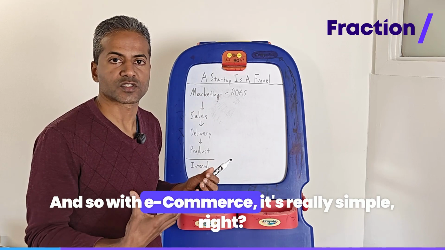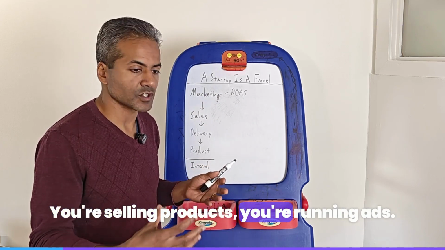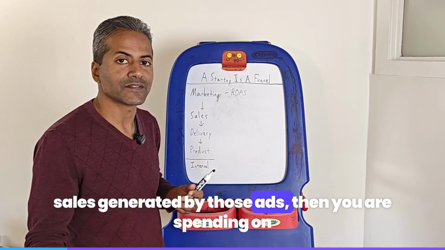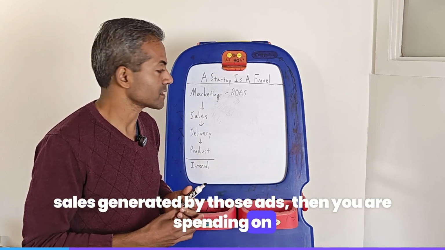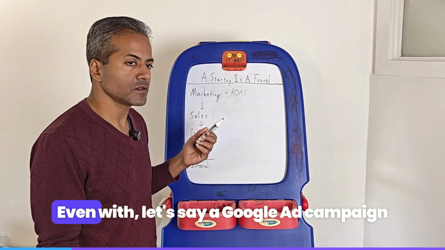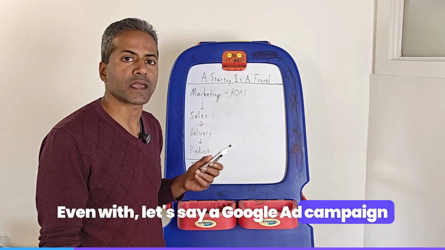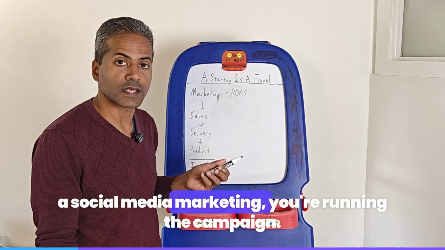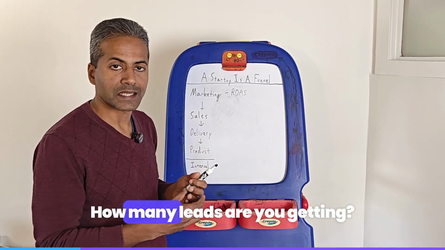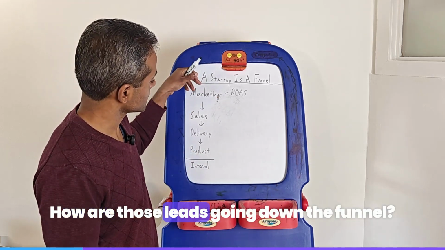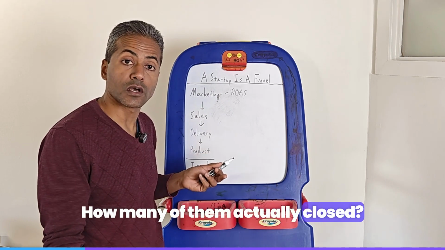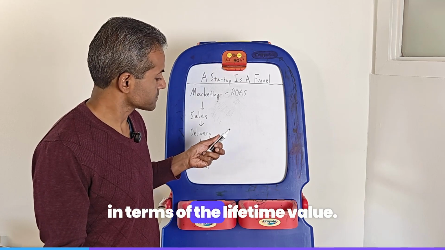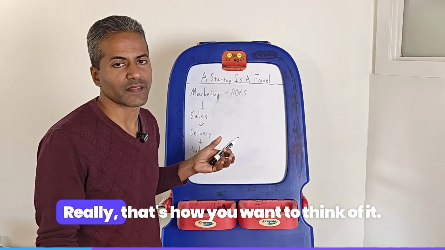And so with e-commerce, it's really simple, right? You're selling products, you're running ads, and you can see if you're making more money from the sales generated by those ads than you are spending on the ads that you're using to drive that. Even with, let's say, a Google ad campaign or any form of search engine marketing or social media marketing, you're running the campaign. How many leads are you getting? How are those leads going down the funnel? How many of them actually closed? And you can see the return in terms of the lifetime value. Really, that's how you want to think of it.